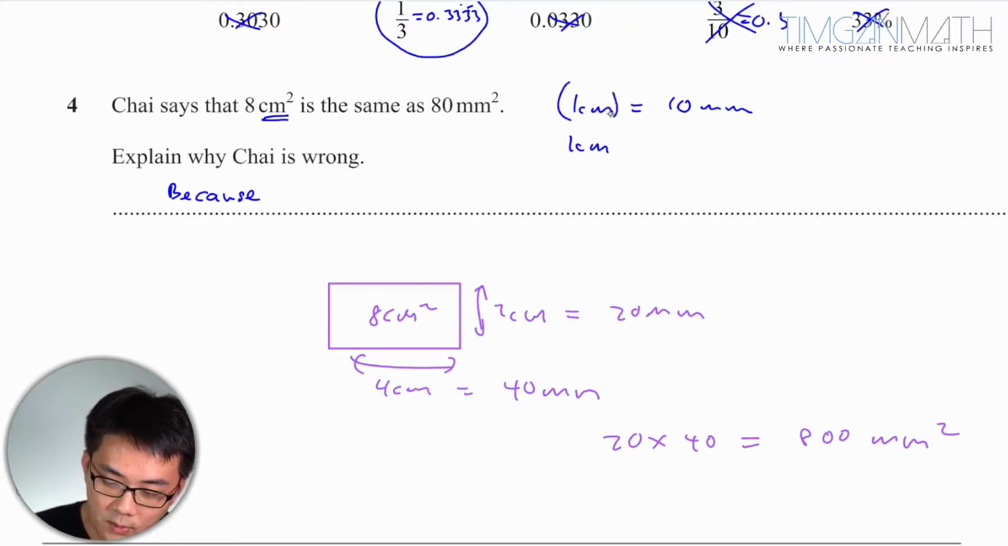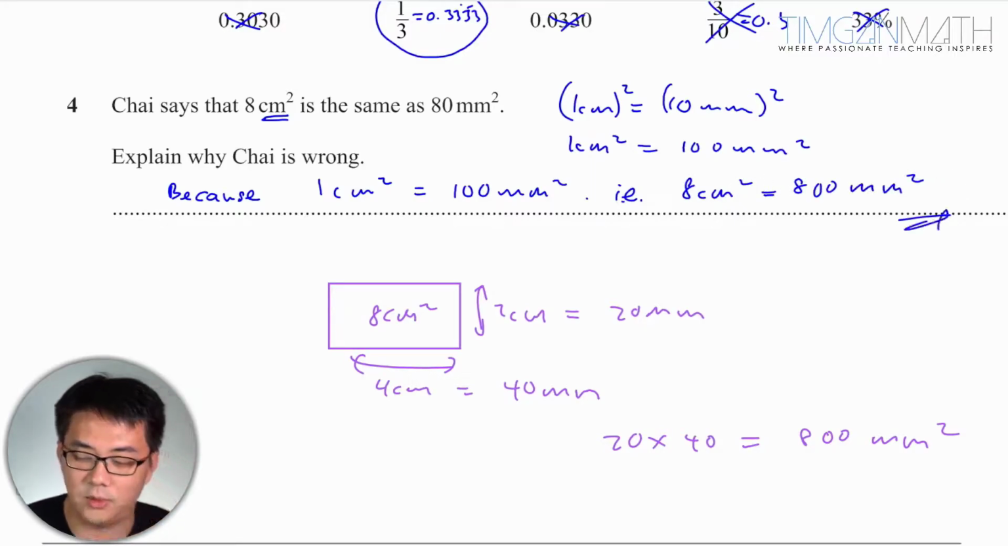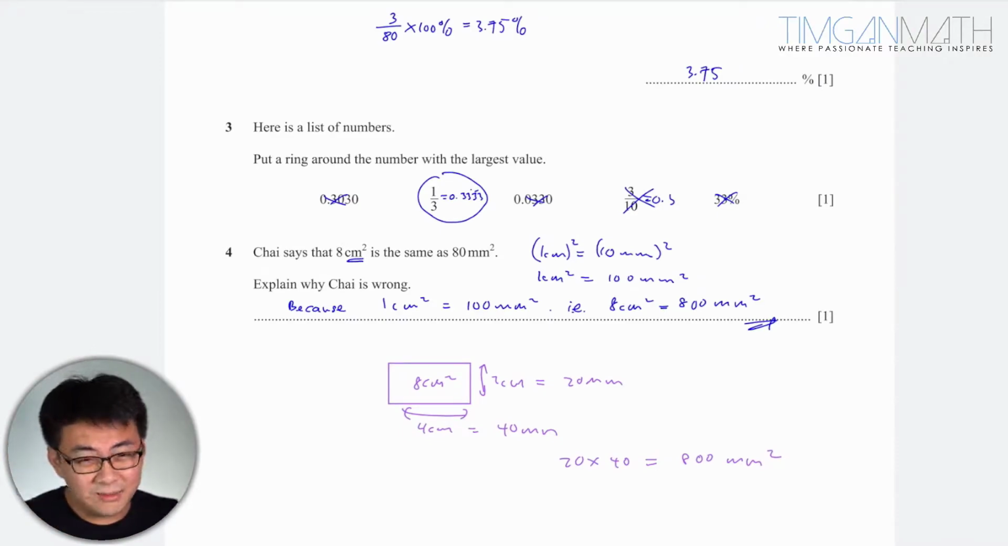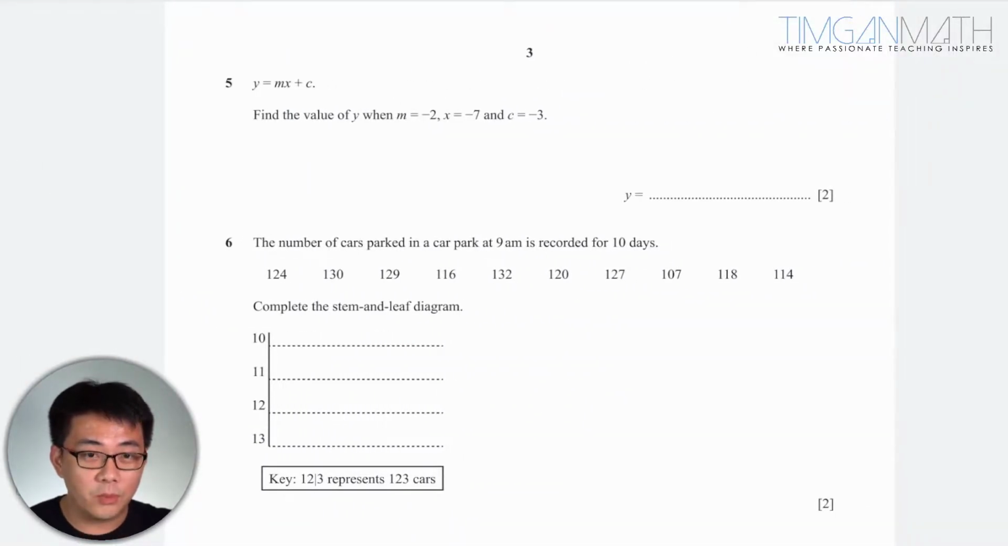So if you square both sides here, it is equal to, because 1 cm square is equal to 100 mm square. That is to say 8 cm square is equal to 800 mm square. Okay, I think that's pretty okay. Let's just give a reason. Let's look at the next page. Here. Okay, I think this is pretty okay.